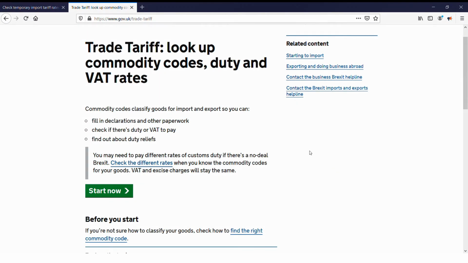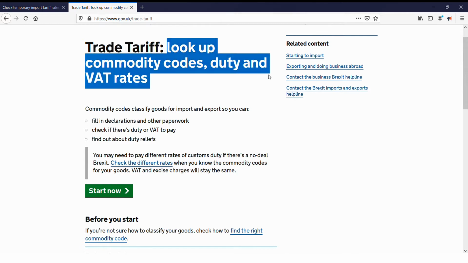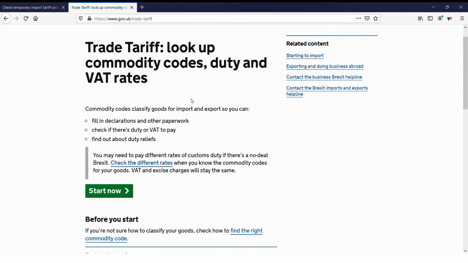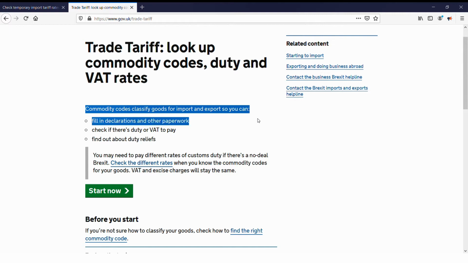Trade tariff. What can you do with the trade tariff? Look up commodity codes, duty and VAT rates. What are commodity codes? Commodity codes are codes made up of numbers. These numerical codes define goods when making a customs declaration, most often for business purposes. We see commodity codes classify goods for import and export, allowing you to fill in declarations and other paperwork.